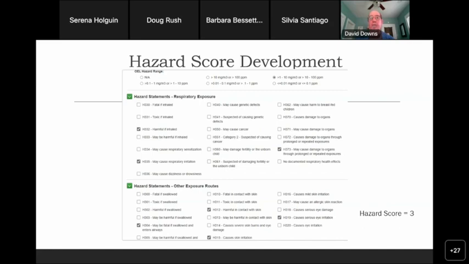And if you just went on the basis of the OEL, it would be scored a 2. But because some of these, for example H373, have a higher level of hazard, xylene gets a hazard score of 3. We put in the other exposure route hazard statements, but those are not used in the algorithm to calculate the hazard score. Only the hazard statements appropriate to respiratory exposure are used.